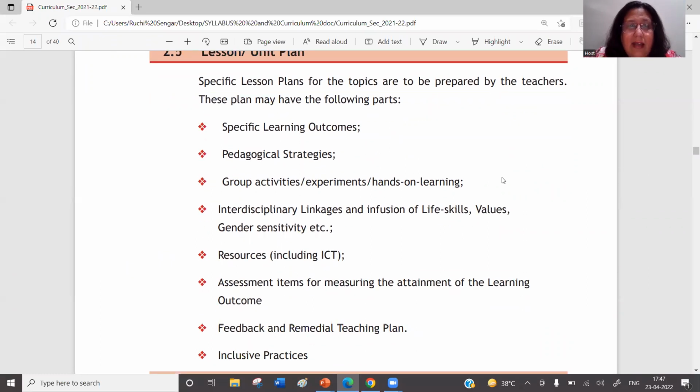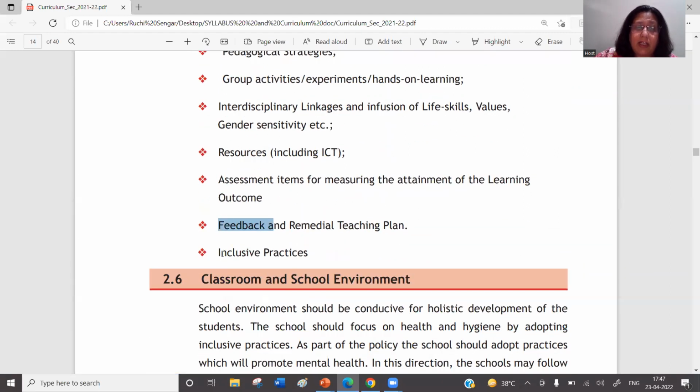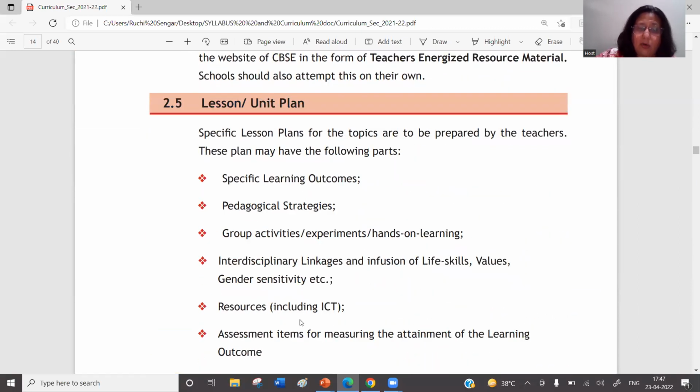The best thing is that you can easily say based on what is given in the curriculum document, but then look at it: pedagogical strategies, group activities, experiments, hands-on learning, interdisciplinary linkages, infusion of life skills. You can choose which one you want to take. Resources, assessment items for measuring the attainment of the learning. What are you using? Remedial teaching plan if required. How are you giving the feedback? What are your inclusive practices? Which means you better know what each one means. So that is just about it, I guess. There is a lot we can do.